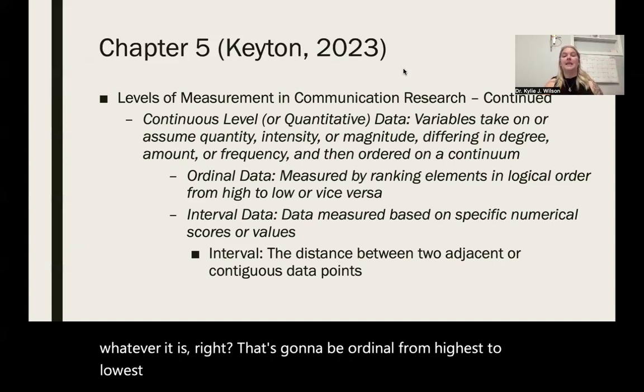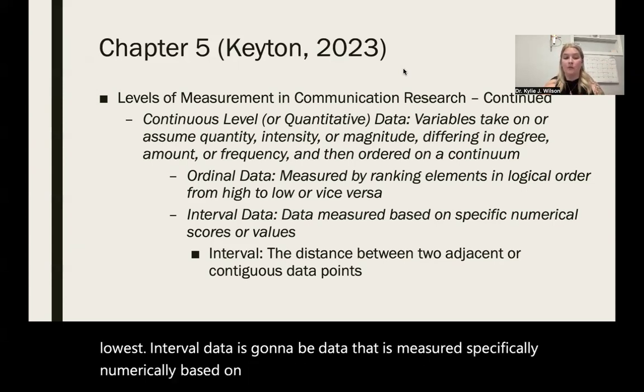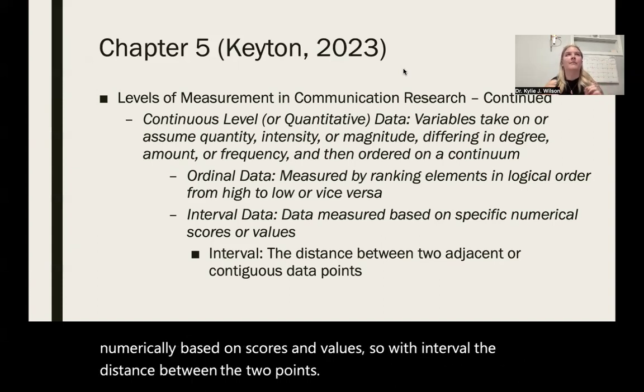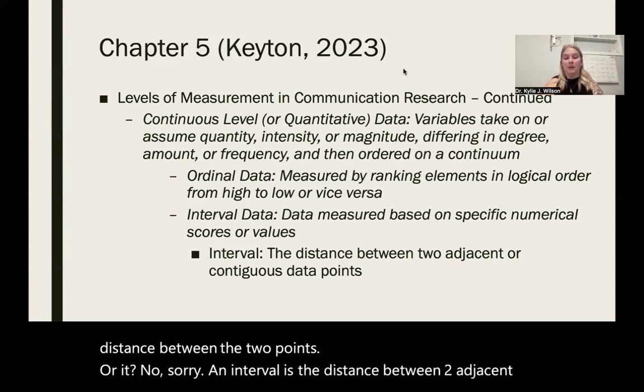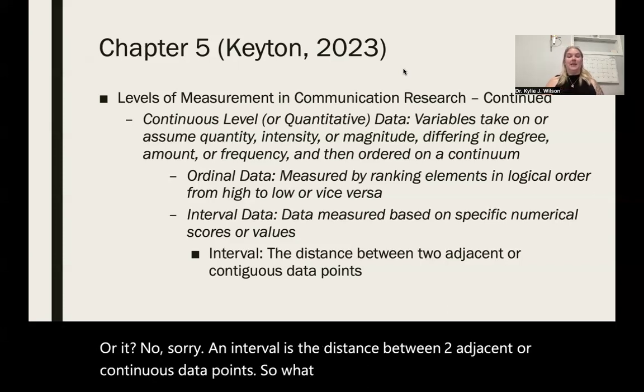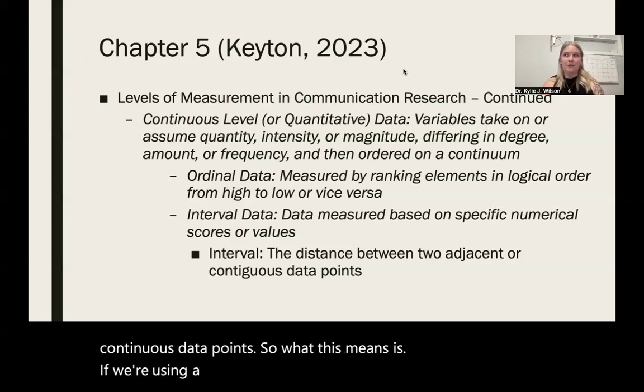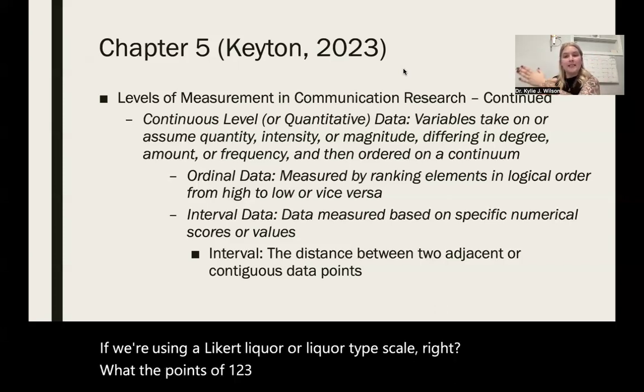Interval data is going to be data that is measured specifically, numerically, based on scores and values. So with interval, the distance between the 2 points, an interval is the distance between 2 adjacent or continuous data points. So what this means is, if we're using a Likert or Likert type scale, right? What the points of 1, 2, 3, 4, 5, 6, 7, all of that should be equal in between, right?